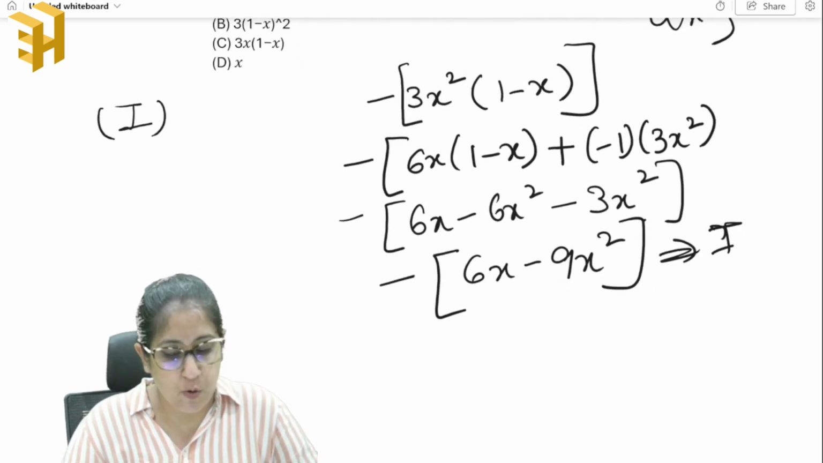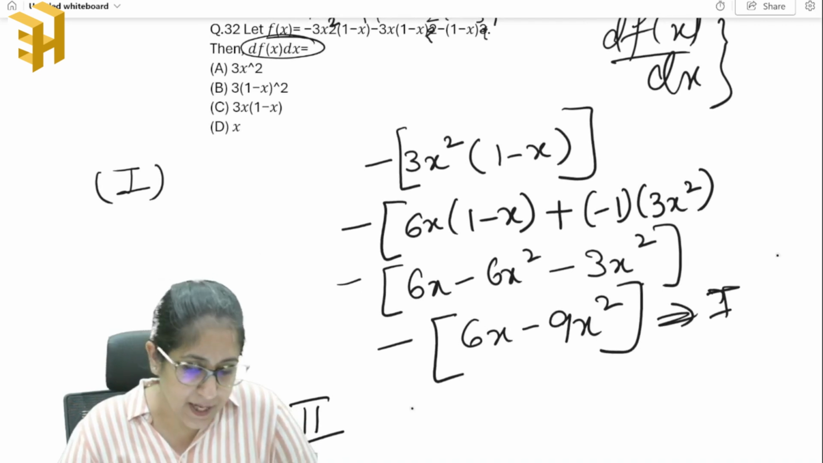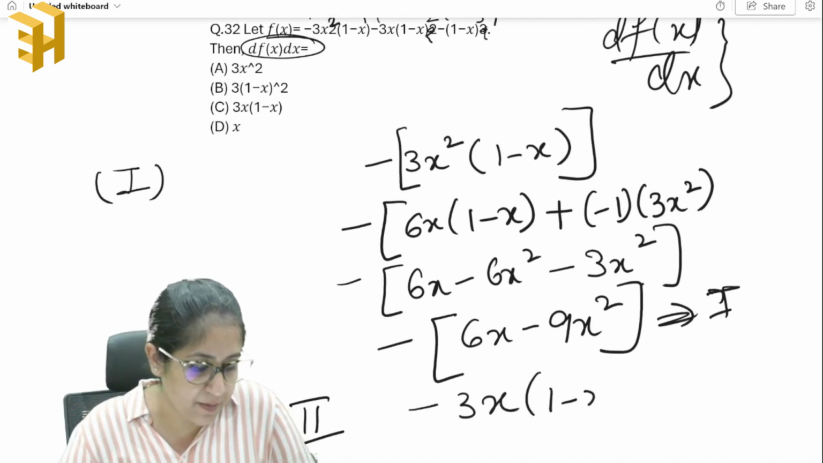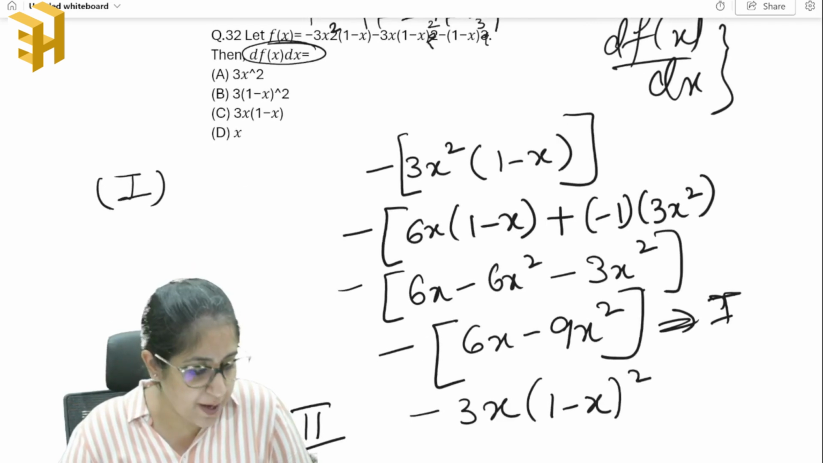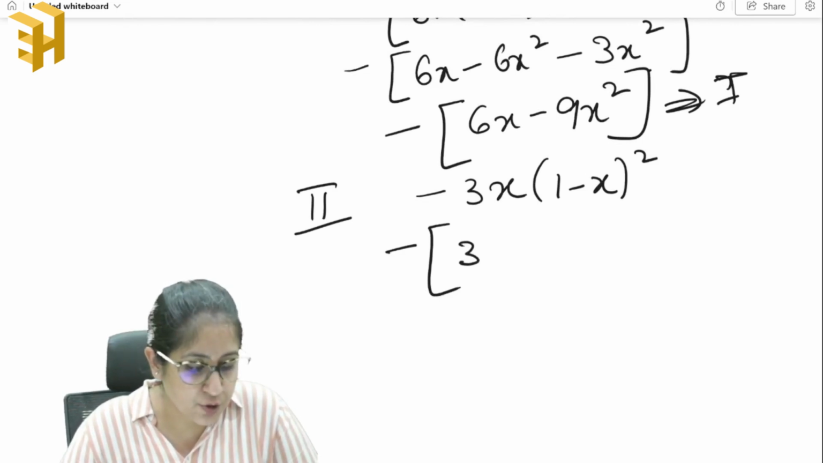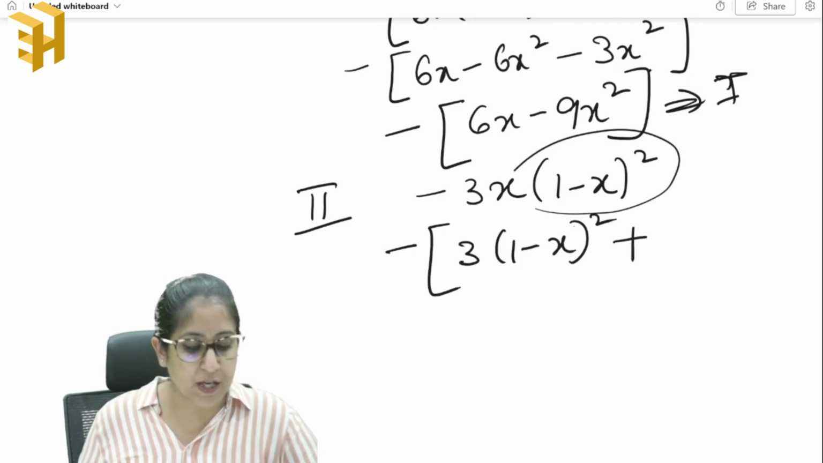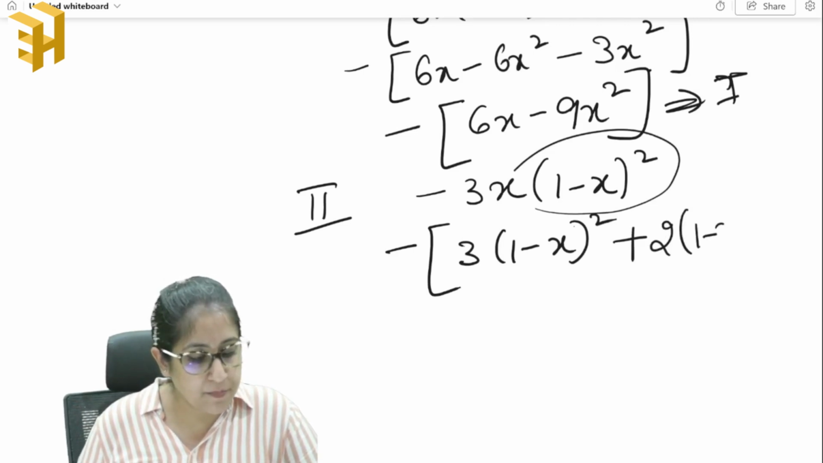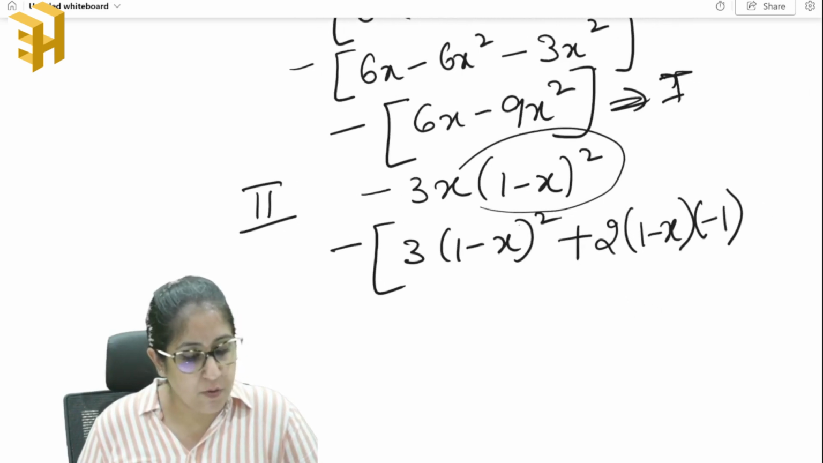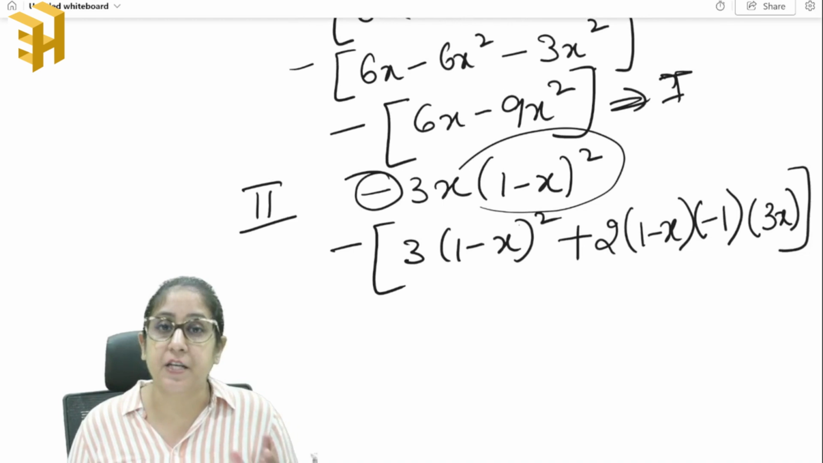Okay, let's go with part 2 differentiation. Part 2 function is minus 3x into 1 minus x the whole square. So how will we differentiate it? Firstly, minus outside, 3 into 1 minus x the whole square, right? Plus, we have to differentiate now this portion. So it will be 2 into 1 minus x into minus 1 into 3x. Please note that this common minus sign we've taken outside.